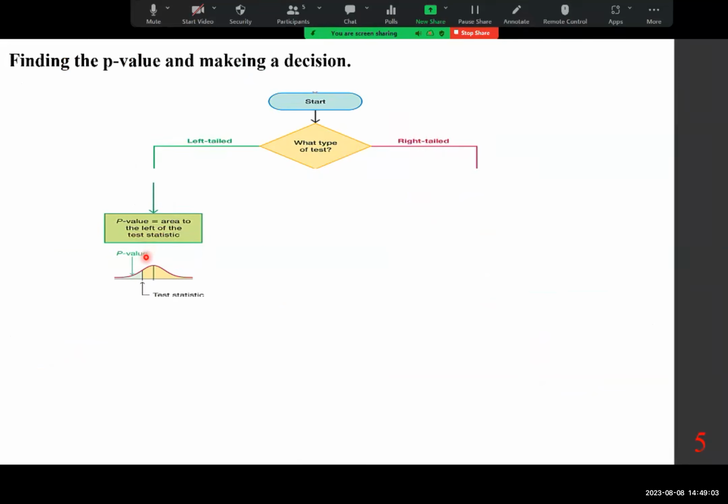If it's a left tail test, the area to the left of the test statistic is the p-value. If it's a right tail test, the area to the right of the test statistic. And as you recall, for example, in our case, it's a left tail test because the test statistic is negative 3.309.